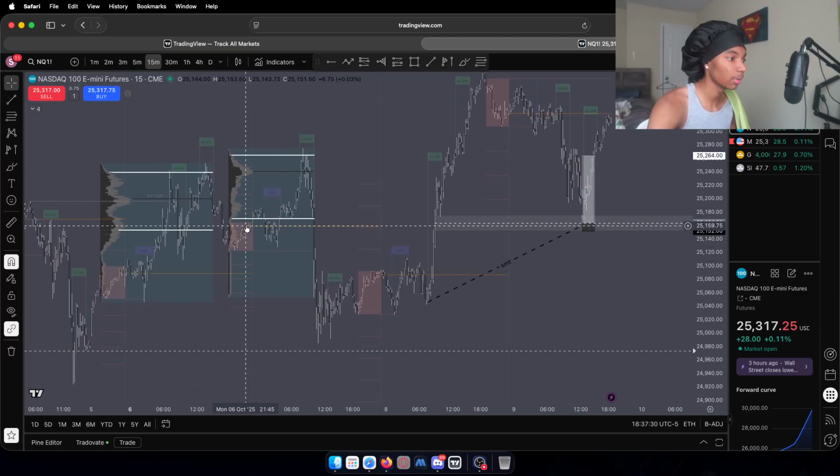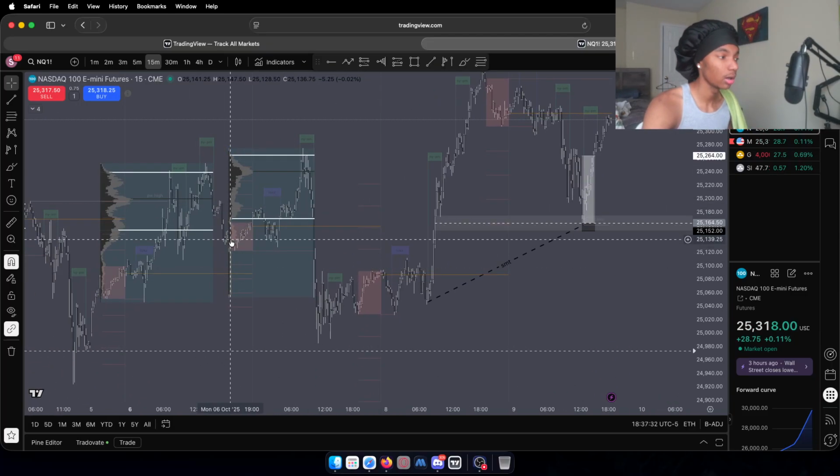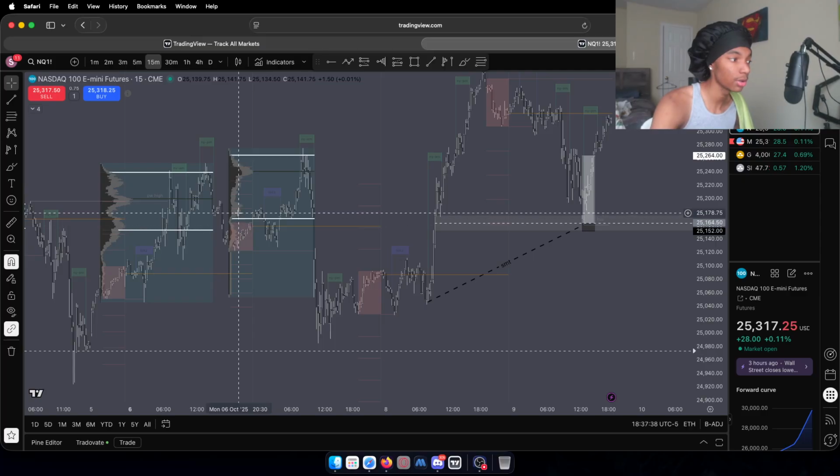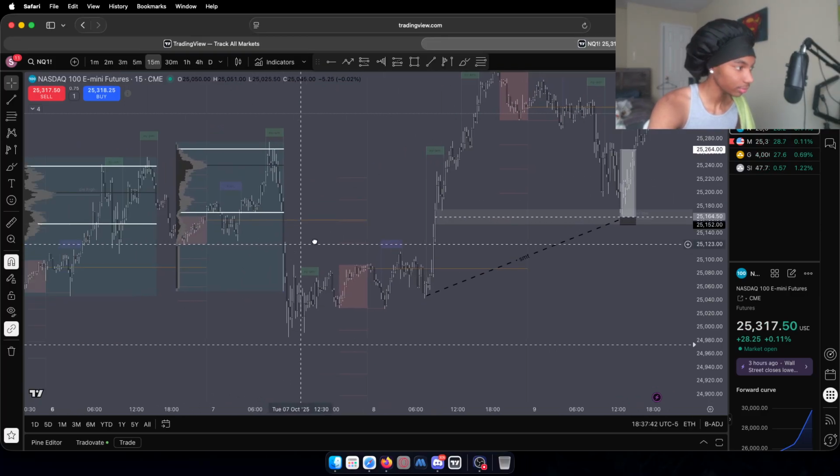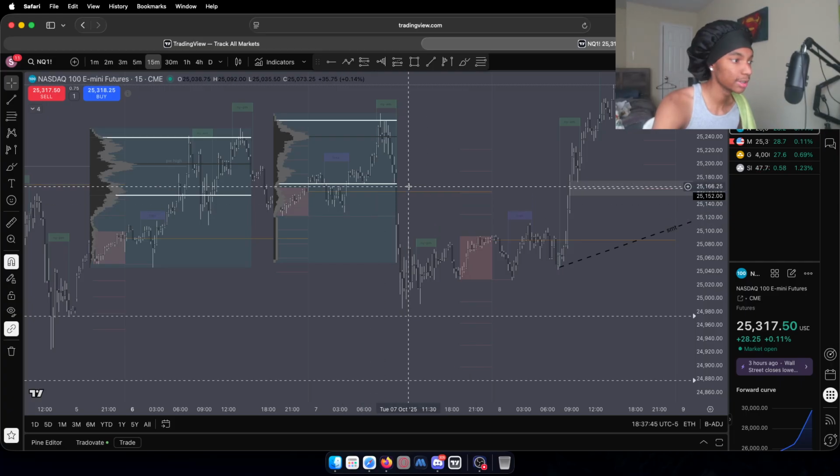Now, like I told y'all boys, I like to trade levels with volume profile, TPO charts, all that. I really have not been using the TPO. I've just been using strictly volume profile. But yesterday, what I wanted to see is either we break through.